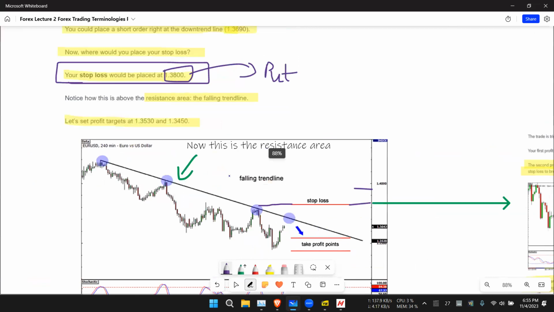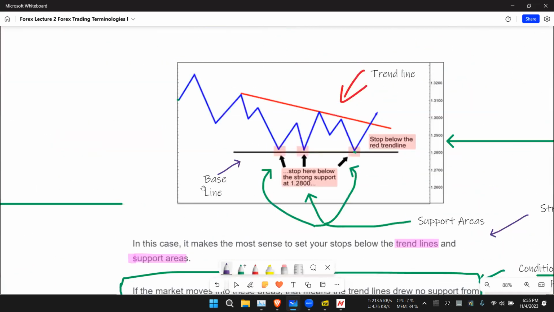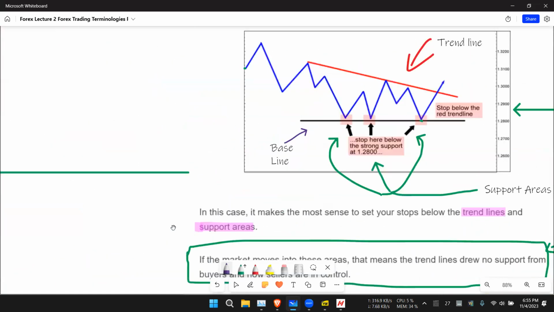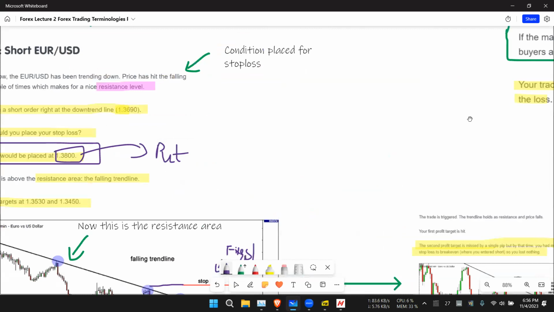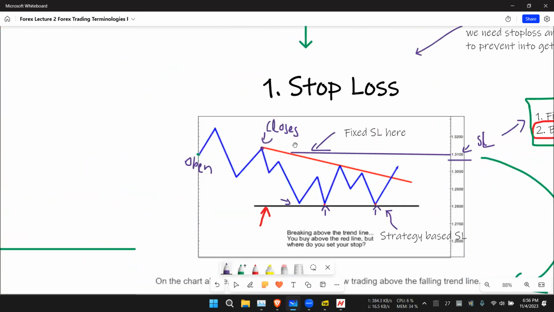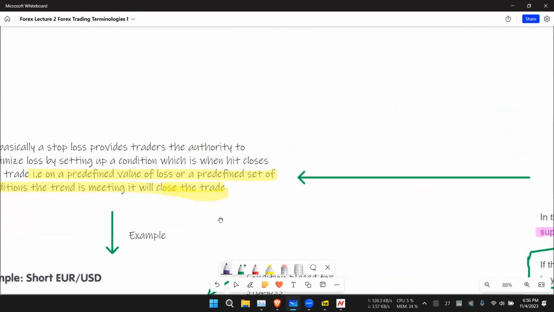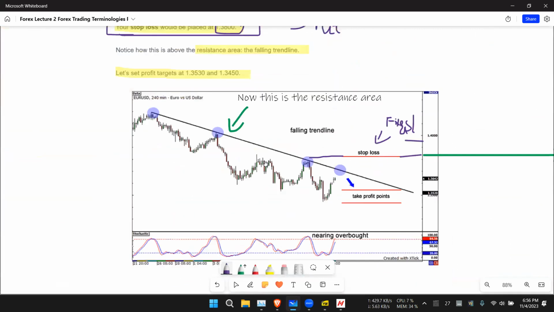No trends, something like in the previous example, we were talking about the trend line. We are using a fixed stop loss strategy here, right? Notice how this is above the resistance area, the falling trend line. As I told above in the previous charts as well, this is going to be above the downtrend area, right? Because we don't want major losses to happen, right?